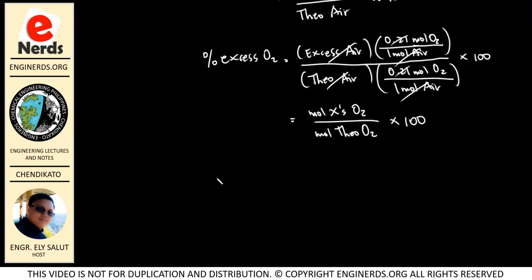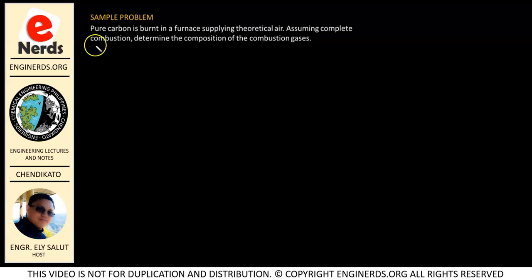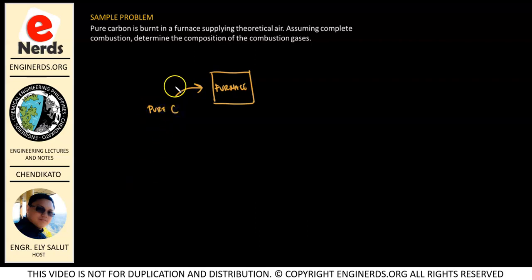Let us try to solve a problem. Okay, so, we have pure carbon burnt in a furnace supplying theoretical air. Assuming complete combustion, determine the composition of the combustion gases. Okay, so meron tayong furnace. Let me draw that first. Okay, so this is our furnace, and then we have pure carbon.